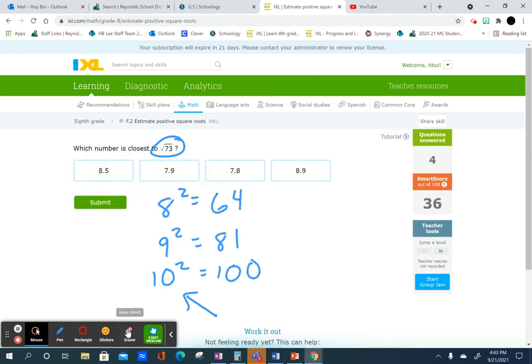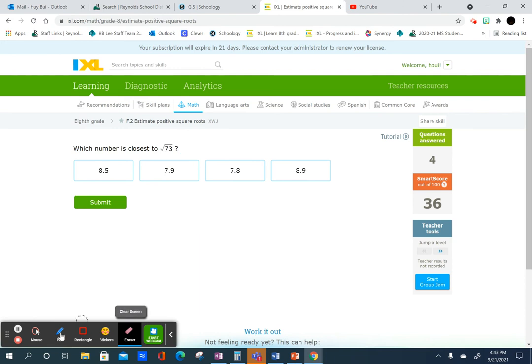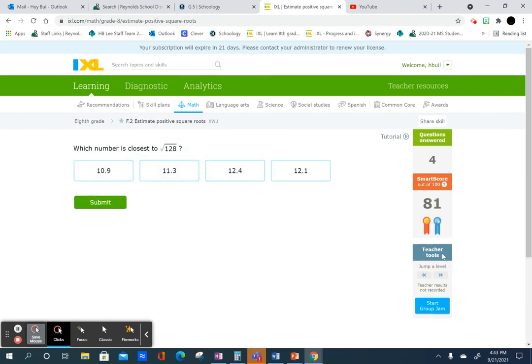All right, so a lot of estimation stuff, which makes it tricky, but we want to think about this logically. All right, I'm going to jump to a higher level, more challenging problems. Apparently, they're more challenging. Oh, well, this one's challenging because it's a bigger number. Well, now we have the square root of 128.